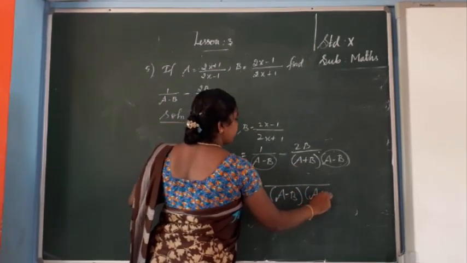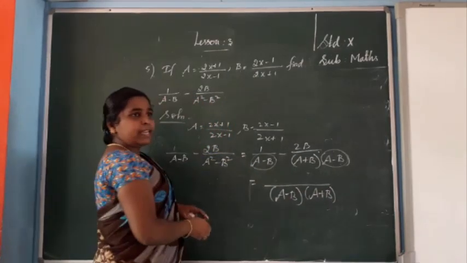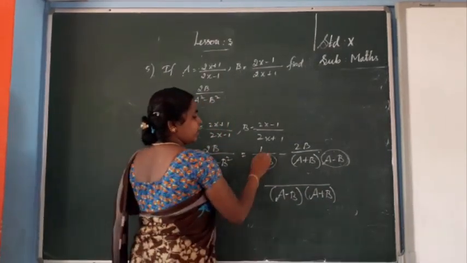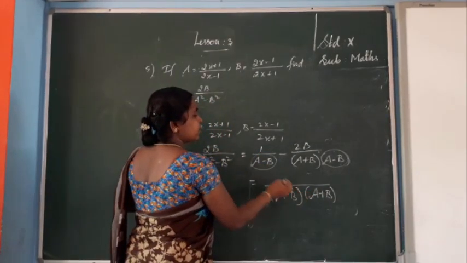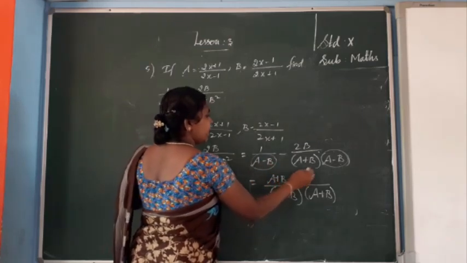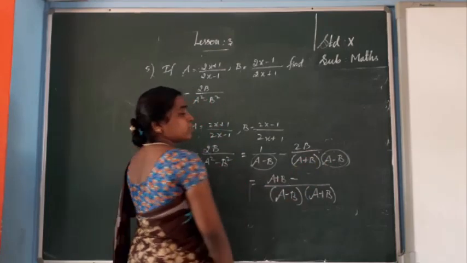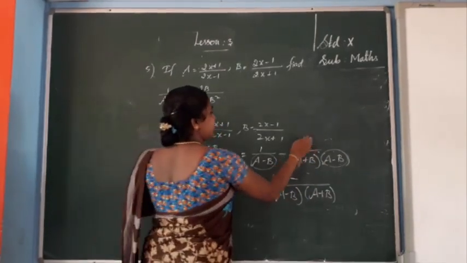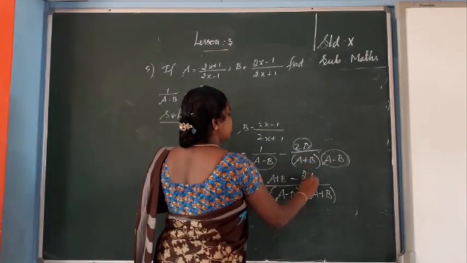A plus B. Okay, A plus B. This is the LCM. Now what is missing here? A plus B, isn't it? So you write it in the numerator. So A plus B minus, the two terms are already there, so no adjustment there. What is that? You have to write minus 2B.